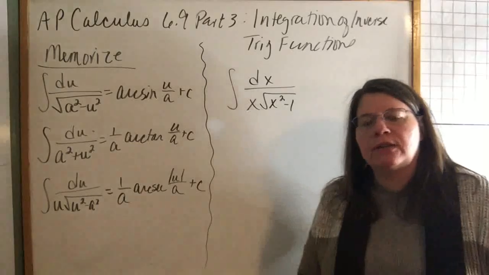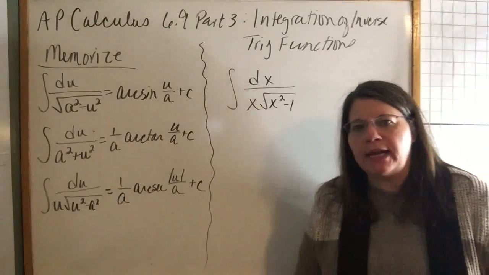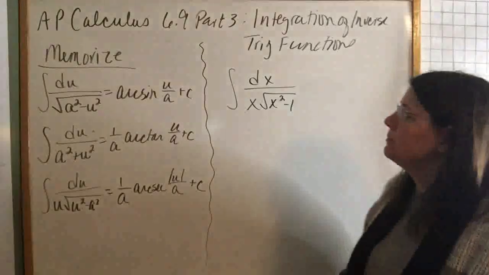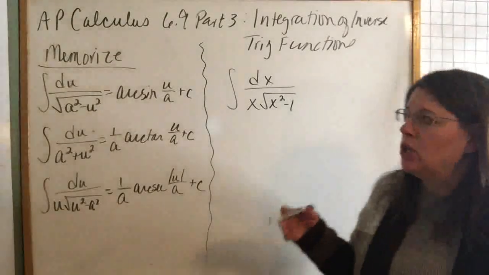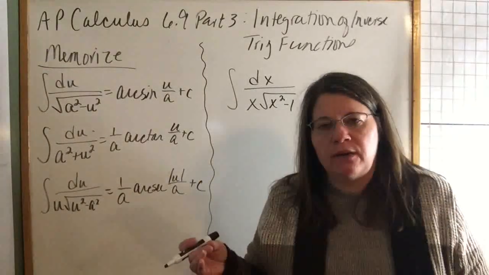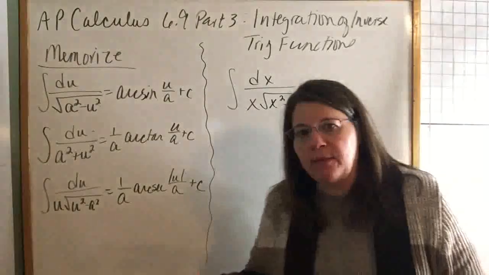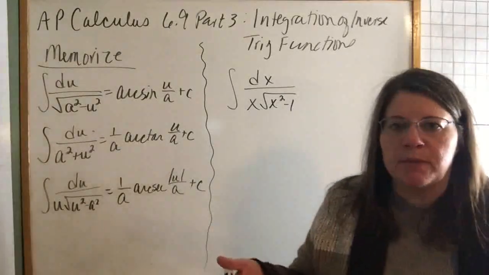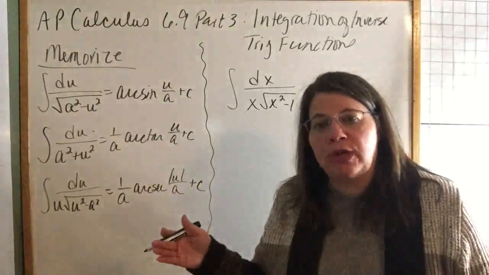This is AP Calculus 6-9 Part 3, and in this section we're going to learn how to integrate inverse trig functions. And part of this does involve completing the square. You may recall a while back we took derivatives of inverse trig functions, and when we did that we had formulas that we had to follow, and those are just formulas you have to memorize for the AP test. Same thing with the inverse trig integrals.